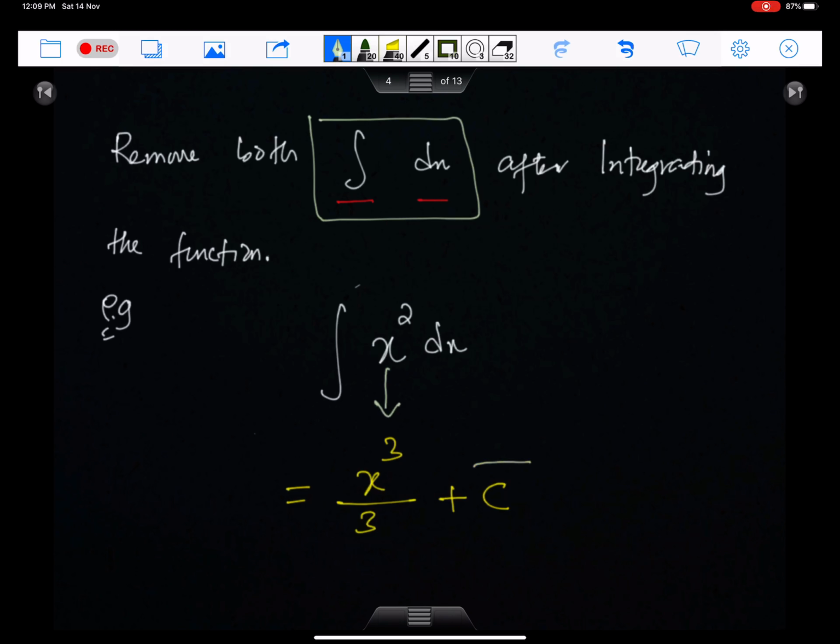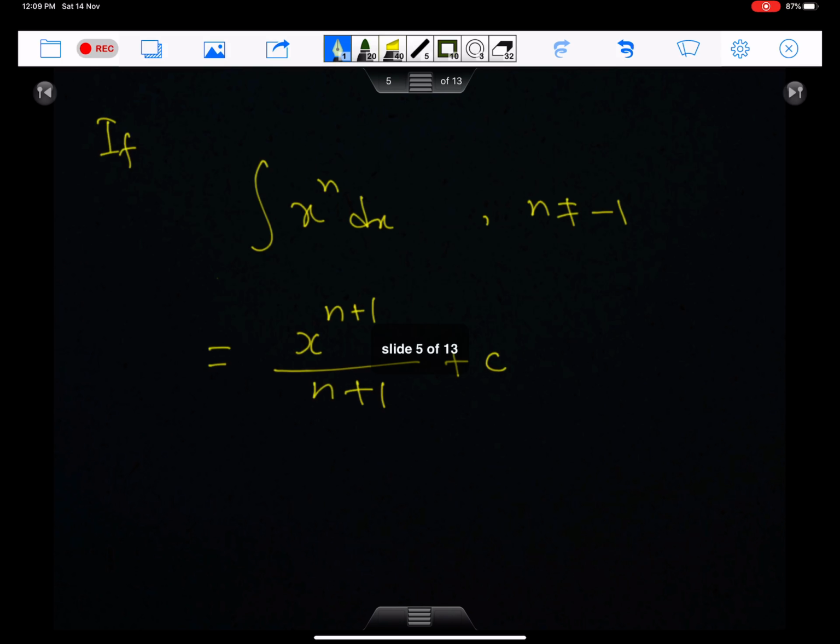And this is the constant of integration. We write this while integrating the indefinite integrals. Indefinite integral means integrals without limits.